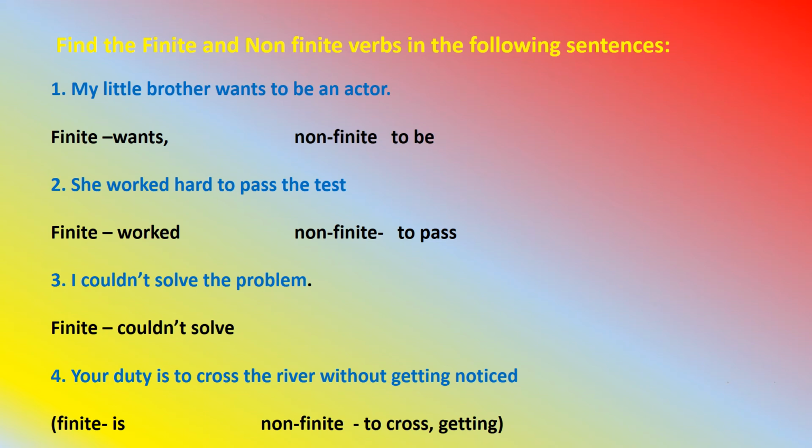Fourth sentence, your duty is to cross the river without getting noticed. Here what's the finite verb? It is. And non-finite verbs, to cross and getting. To cross is to infinitive and getting is a gerund.